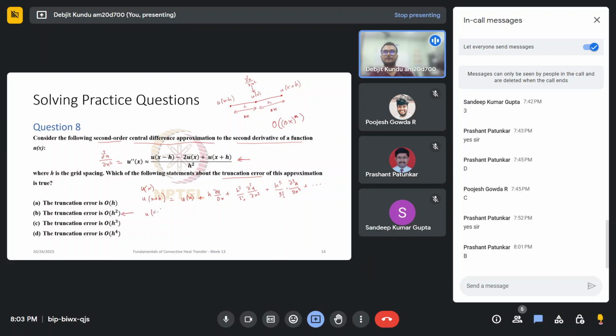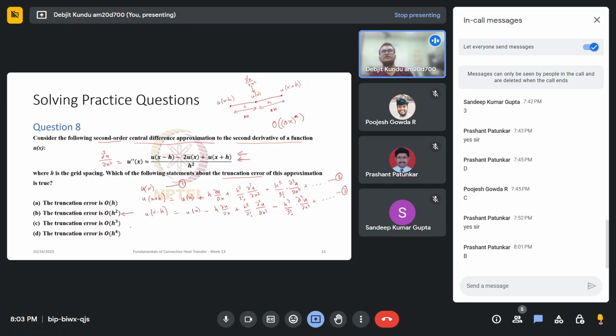Then u(x-h) is given similarly: u minus h ∂u/∂x plus h squared by 2 factorial ∂²u/∂x² minus h cubed by 3 factorial ∂³u/∂x³ plus higher order terms. Now if I do this, I'm calling this equation 1, equation 2, and equation 3. Now what I'm doing is trying to represent this thing.